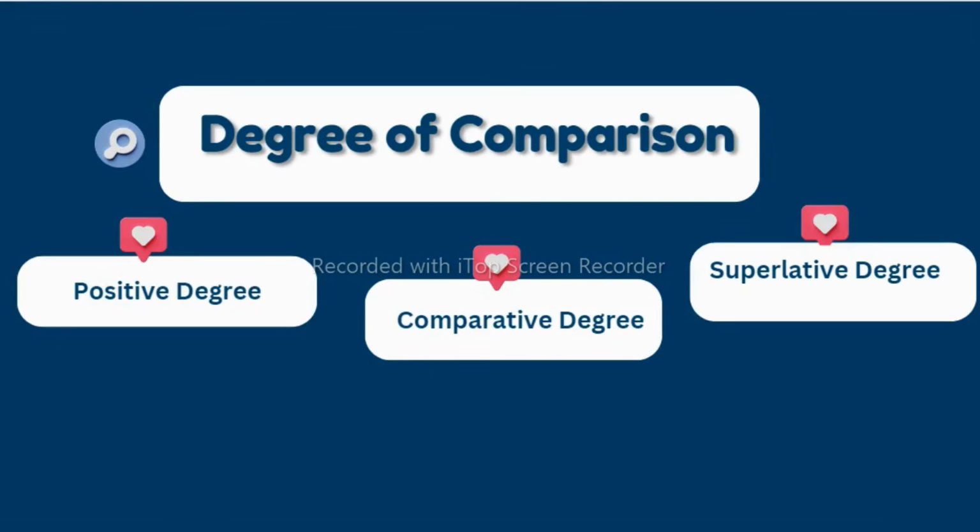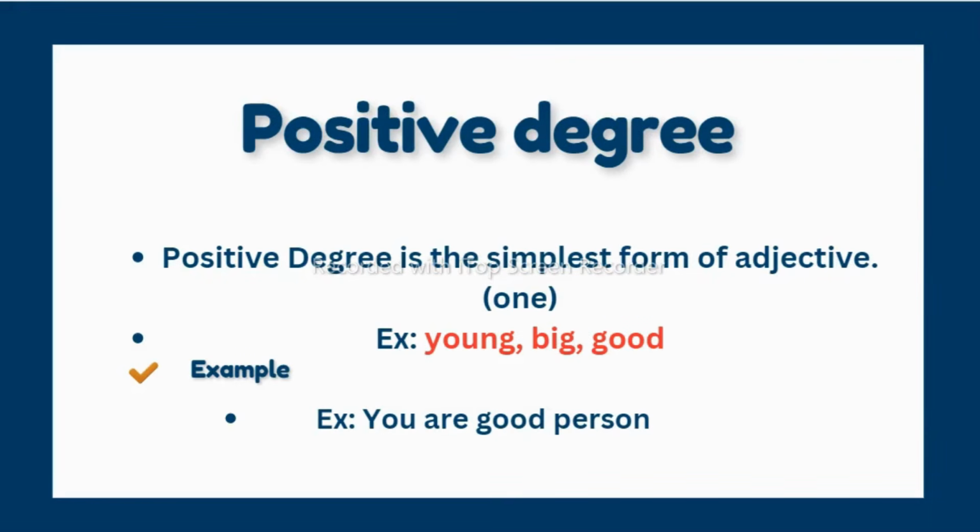So how many degrees do we have? We have 3 degrees. The first one is positive degree, the second one is comparative degree, and the third one is superlative degree. Now, when we need to use these degrees, the first one is positive degree. Positive degree is the simplest form of adjective. When we want to show a single person's quality, at that time we can use this positive degree. For example, you can say he is young, something is big, he is good, or he is bad, anything. So this positive degree we can use here.